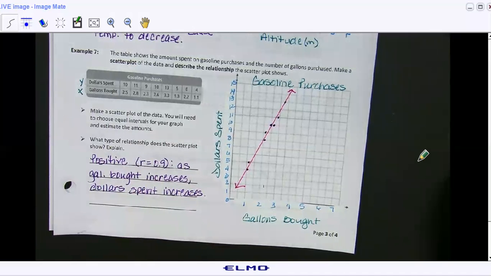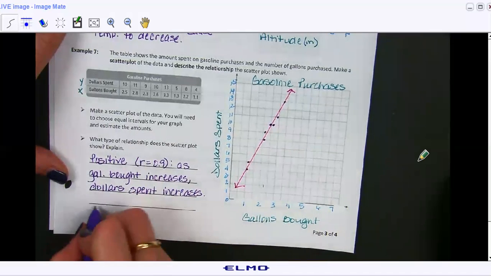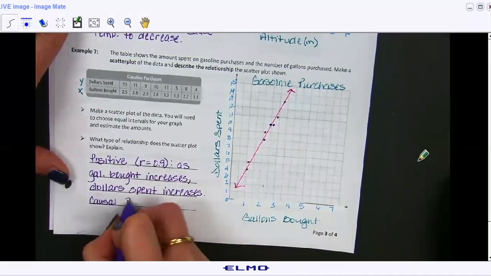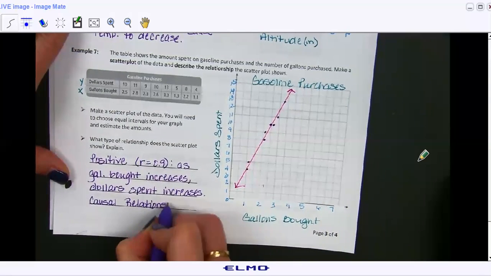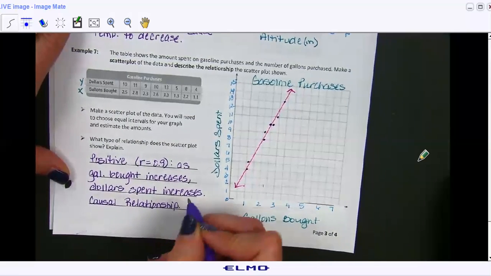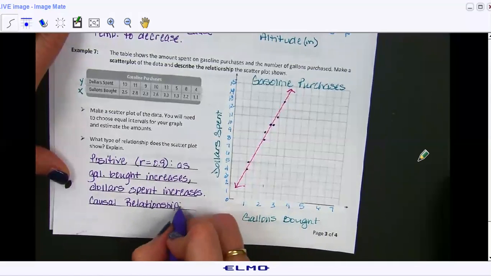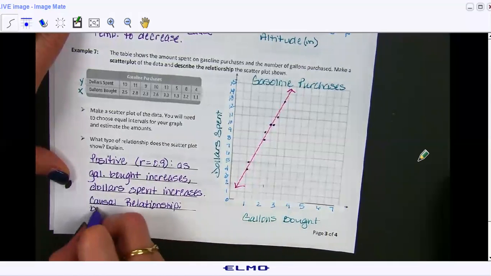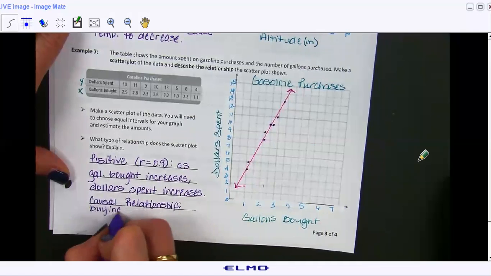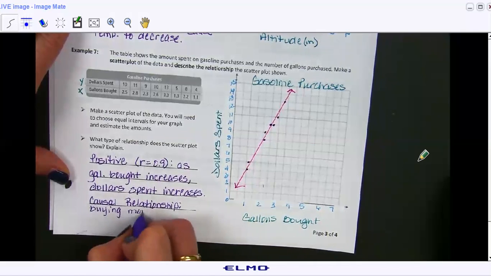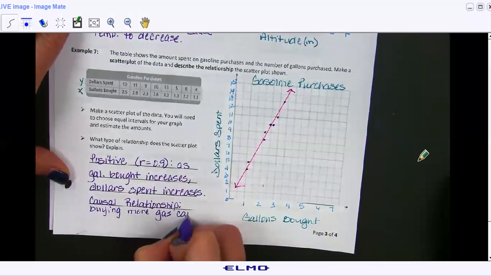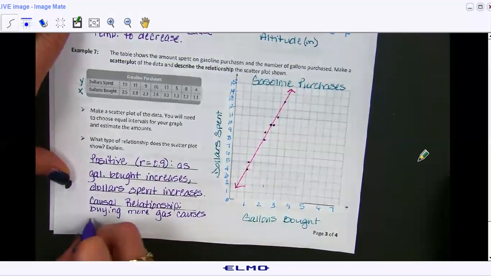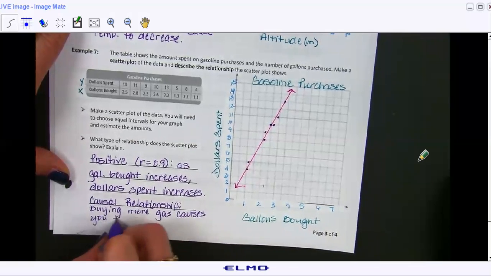Okay, so then this does have a causal relationship. So you would describe this as buying more gas causes you to spend more money.